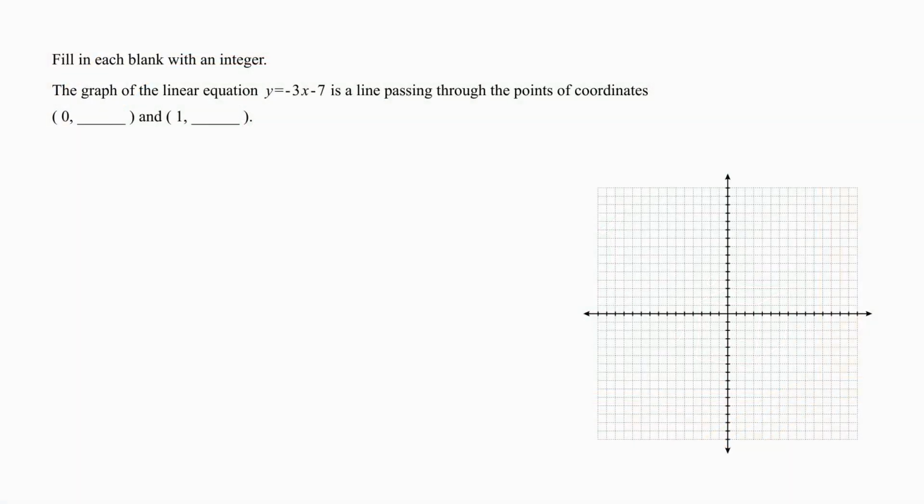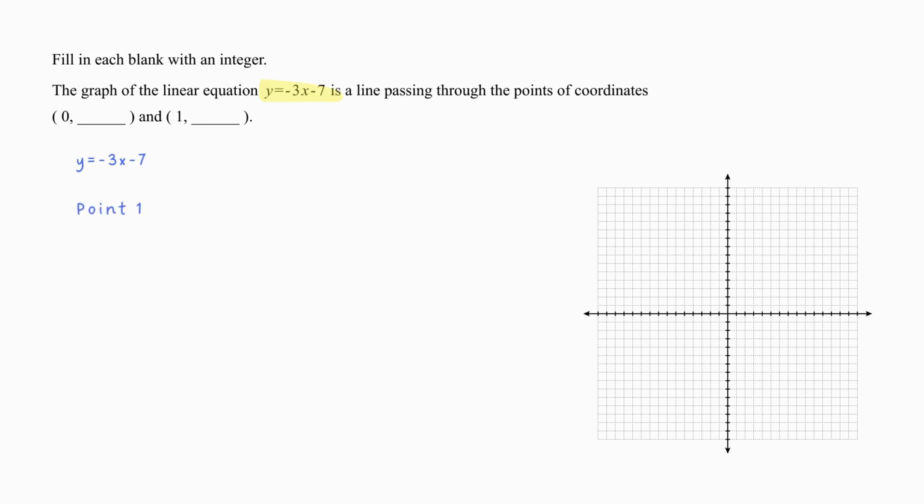Let's have a look at this question. To graph any straight line, we only need to find 2 points. The easiest way to find a point is to pick an x value, substitute it into the equation given, and see what y value we get. Our equation is y equals negative 3x minus 7.